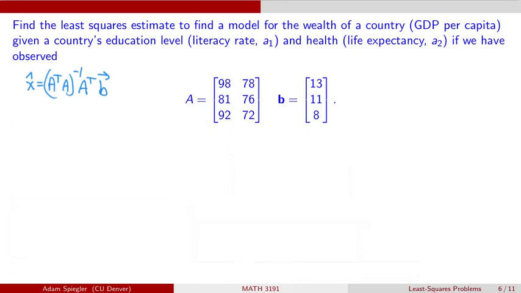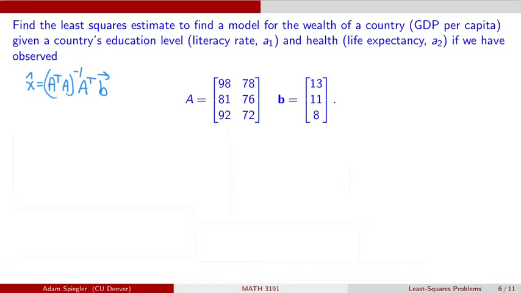All right, welcome everybody. So in this video, I want to apply the least squares solution that we've derived to this motivating example that we've been discussing about trying to predict a country's wealth, their GDP per capita, if we knew their literacy rate and their life expectancy.